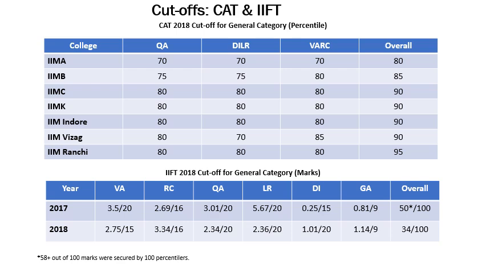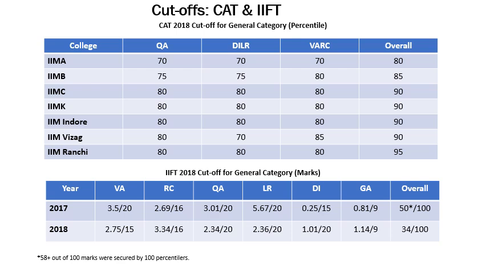Now, the second aspect between CAT and IIFT is the cutoff. So far as cutoff is concerned, it's the minimum marks that candidates have to score in the examination to qualify for the next round, for example, GDPI, etc. Each institute declares its own cutoff.